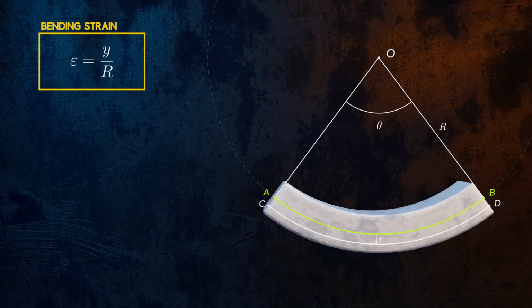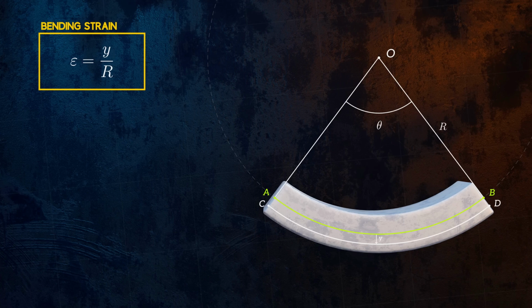We define the distance y as being positive downwards, and so this equation will give us a positive strain for the bottom of the cross-section, which is in tension. Sometimes you'll see this equation written with a minus sign, but that's because y was defined as being positive upwards.